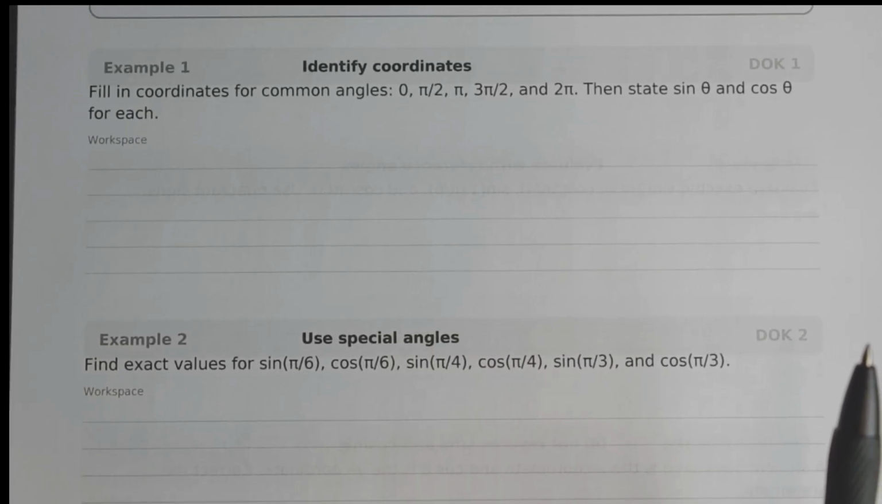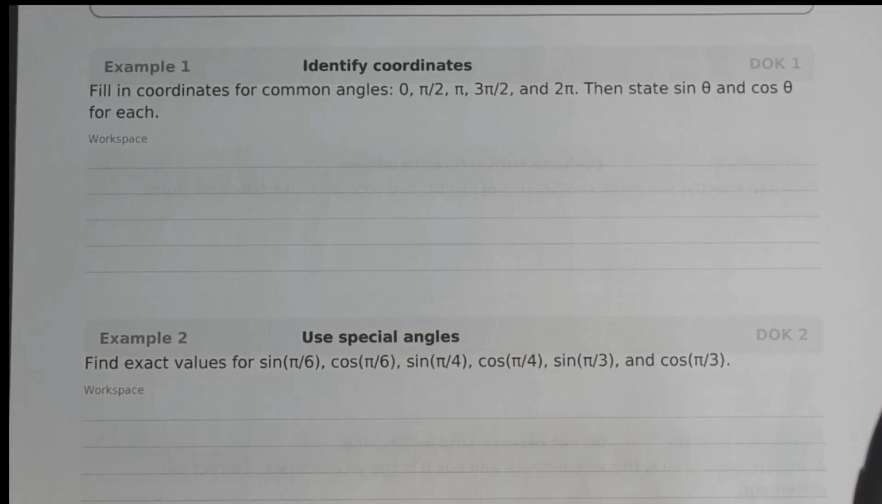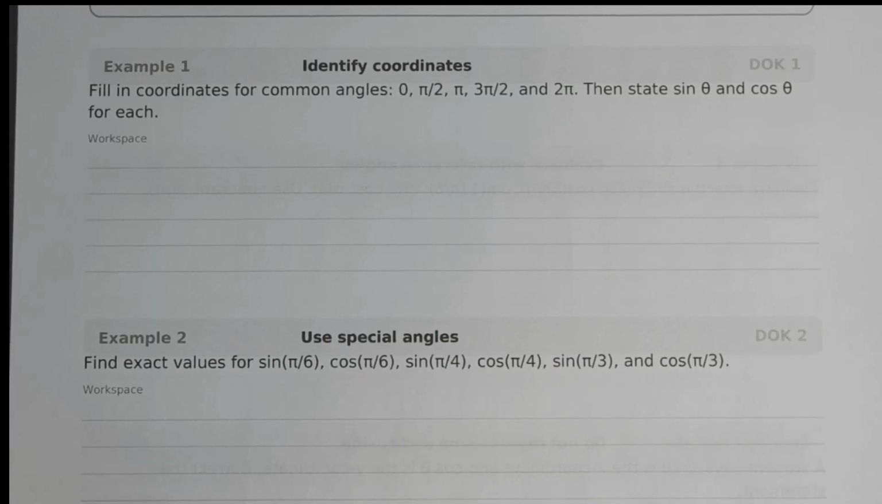Look at some problems. Example number 1: fill in coordinates for common angles of 0, pi over 2, pi, 3 pi over 2, and 2 pi. Then state the sine theta and cosine theta for each. Again, these are common angles. Now, when we're looking at this, we're going to use the unit circle.